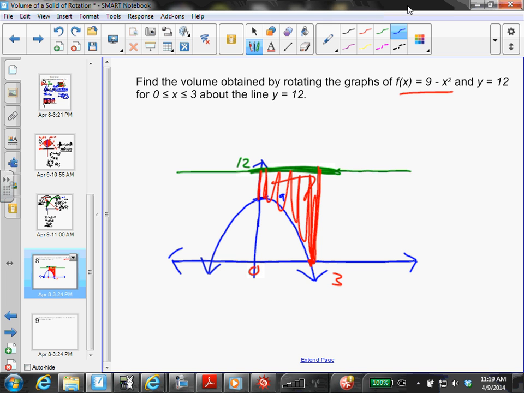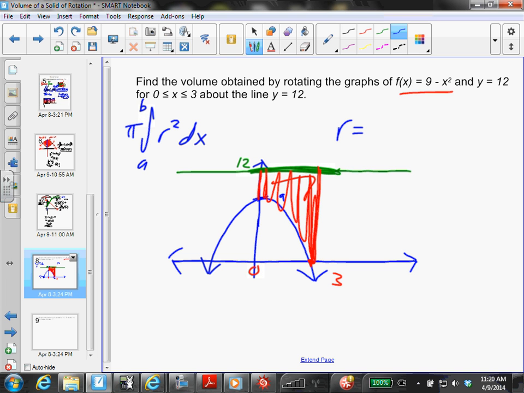but the one thing that's going to change here is going to be our radius. Okay, so I just want to talk about the radius. If we rotated this area around, I just want to talk about what the radius would be right now, because we know the disk method is pi times the integral from a to b of our radius squared, and in this case we're going to do it with respect to x because we have a horizontal axis of rotation, right? But the radius is going to look a little different here.